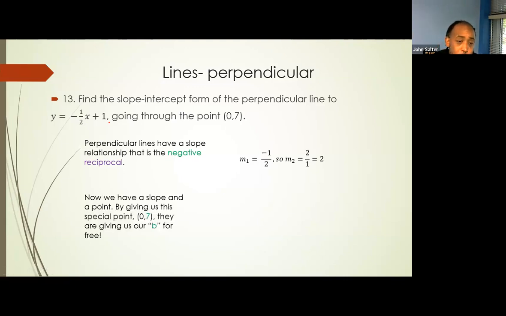Now that I have my slope, when they gave me this point (0, 7), they're basically just giving me my y-intercept, which is nice of them. So I can put it in the y equals mx plus b form because now I have a slope m, which is 2, and my special point, that y-intercept, they gave it to me. Quick and easy. If they gave us a different point, I'd have to plug it in as my x and y and then solve for b, but that wasn't my issue this time.